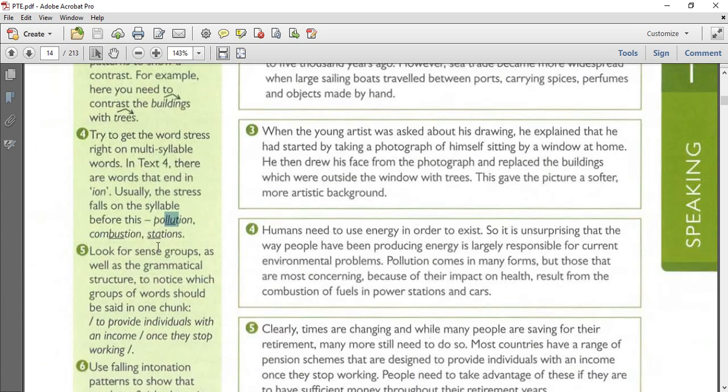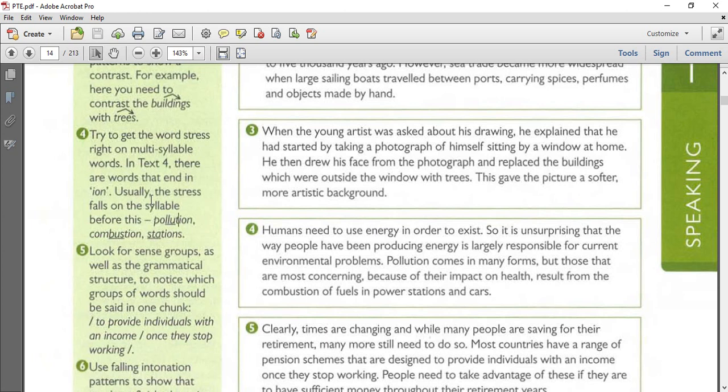Stations. So now let's do it. Humans need to use energy in order to exist. So it is unsurprising that the way people have been producing energy is likely responsible for current environmental problems. Pollution comes in many forms, but those that are most concerning because of their impact on health result from combustion of fuels in power stations and cars.